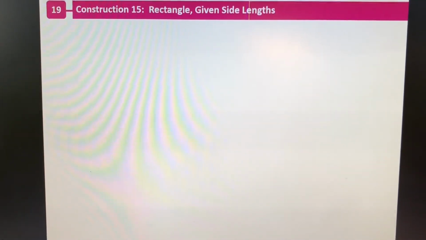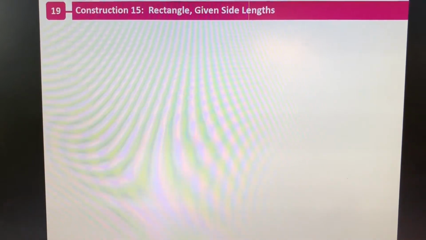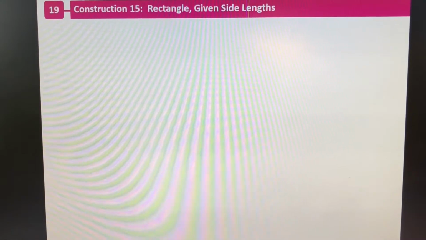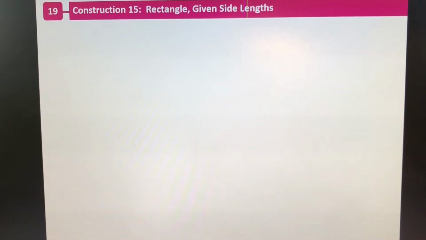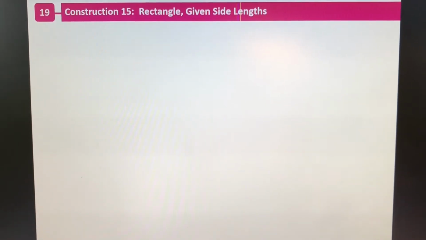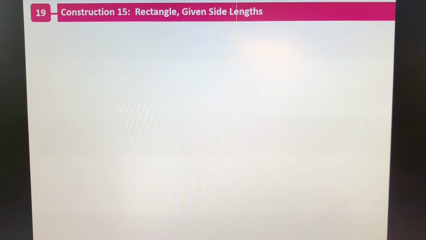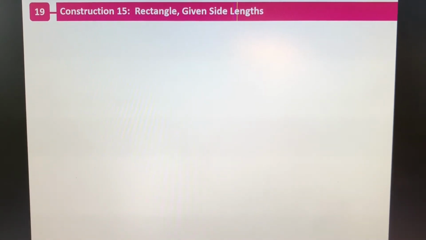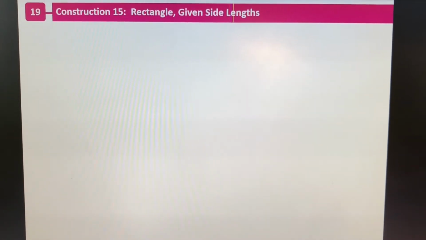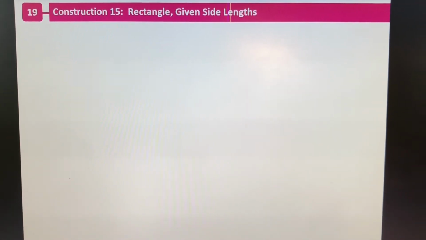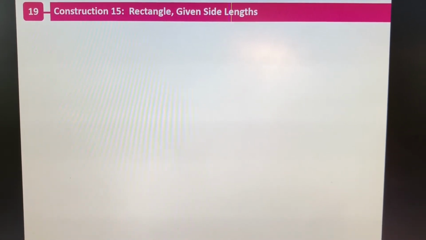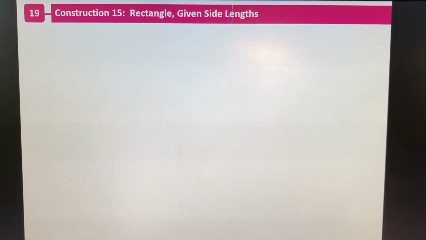In this video, we're looking at our final construction of the Ordinary Level Junior Cycle curriculum, Construction 15, how to construct a rectangle when you've been given the side length measurements. This may seem like a very simple construction. However, as we know, constructions have to be very accurate, drawn with a sharp pencil, and we are required to use our maths tools. For this construction, you will need not only your pencil and your ruler, but also your protractor or your set square.